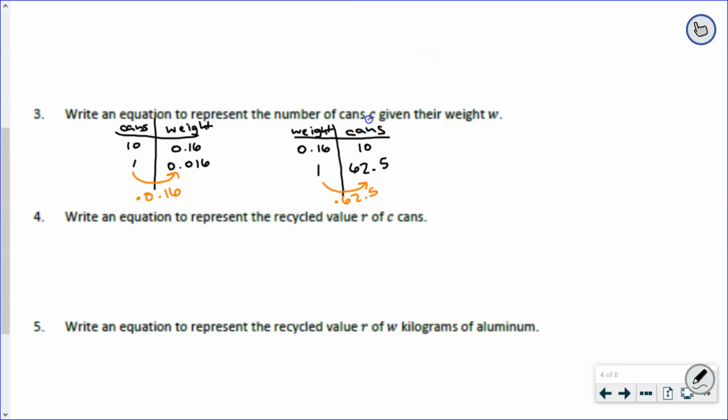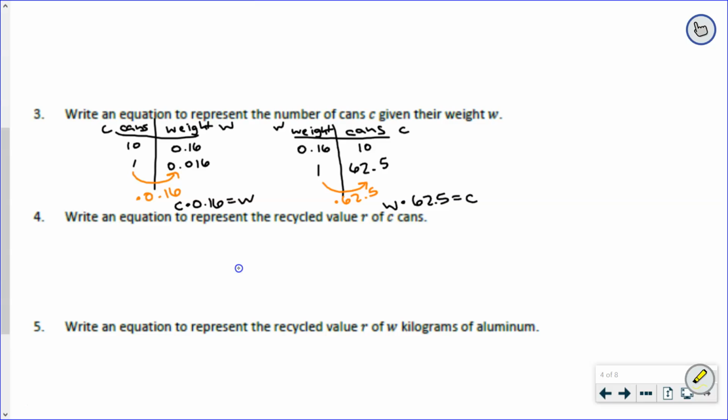Using the variables that it's given us, W for weight and C for cans, we can now turn this into an equation. If I have C, I'm going to multiply it by 0.16, and that will give me the total weight. But if I know the total weight, then I can multiply that by 62.5 to figure out the total number of cans. So again, we've got our two different equations.